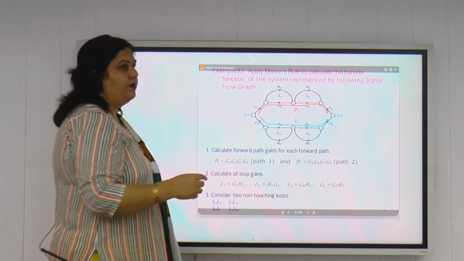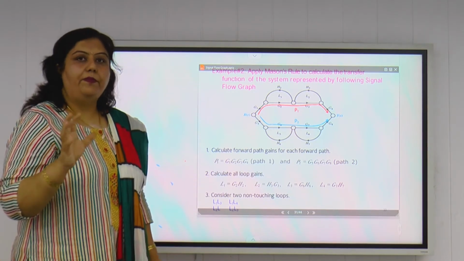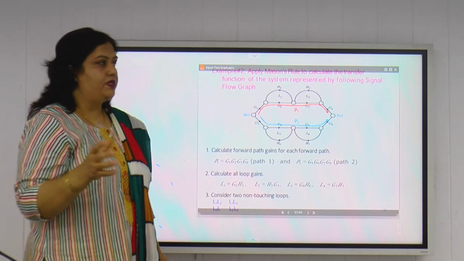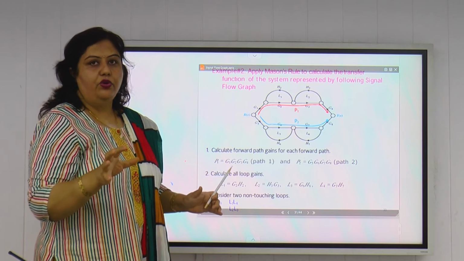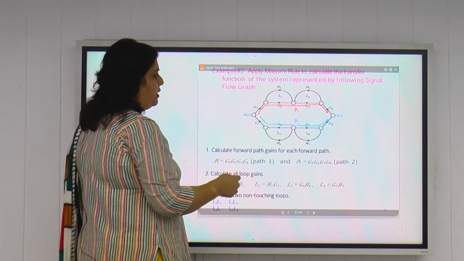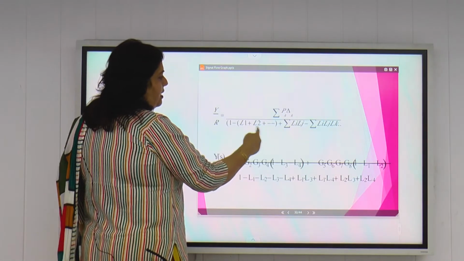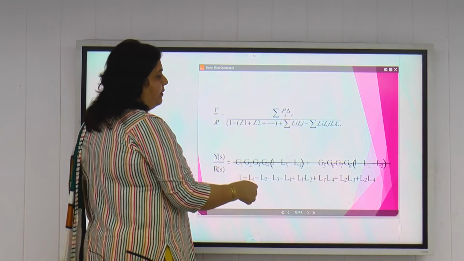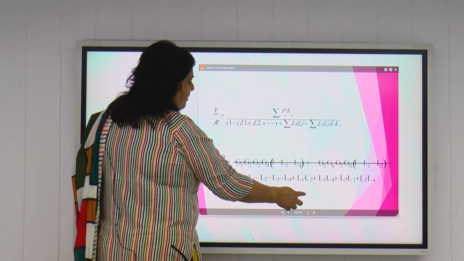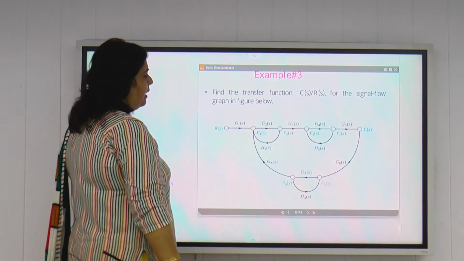And so on. The third bracket will have the triplets of non-touching loops, but we don't have any triplet of loops that are non-touching to each other. So the bracket will end here. So we will have this formula as P1 delta 1 plus P2 delta 2 divided by delta. We put all the values and get the transfer function.